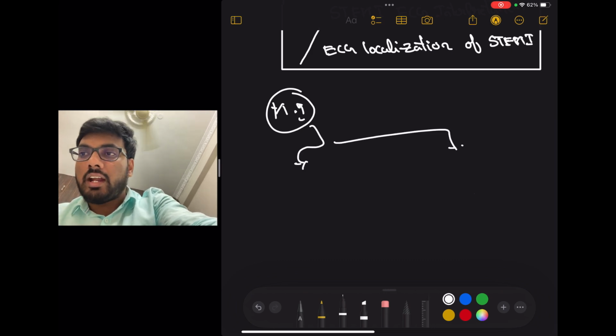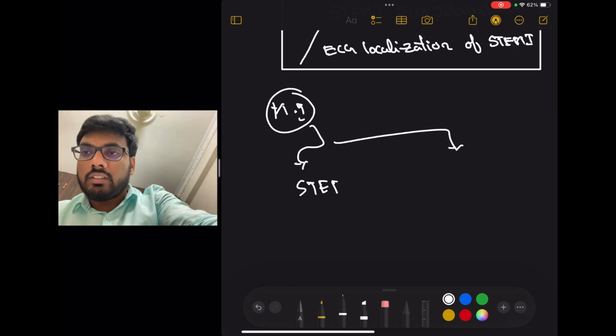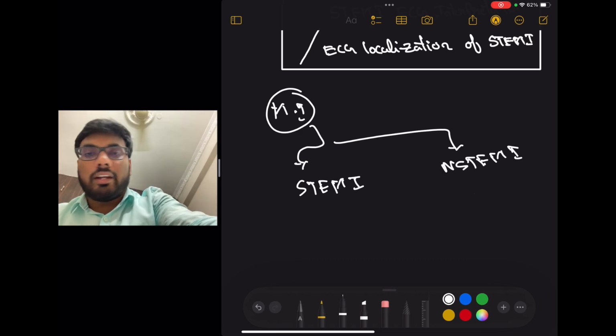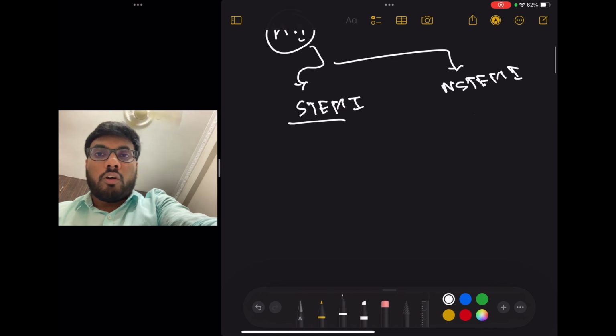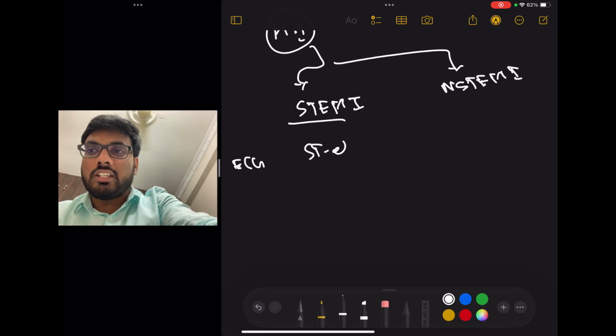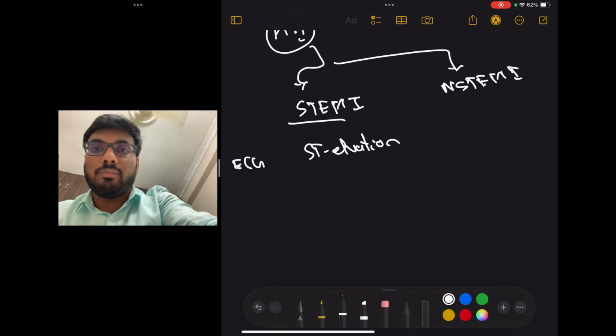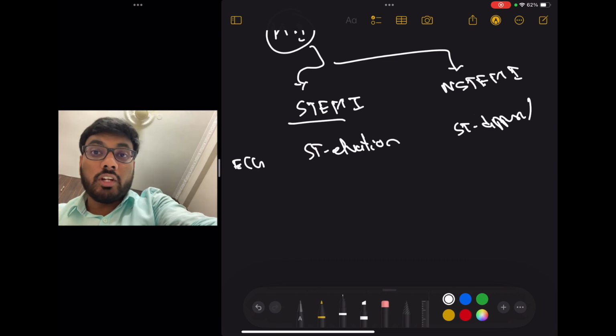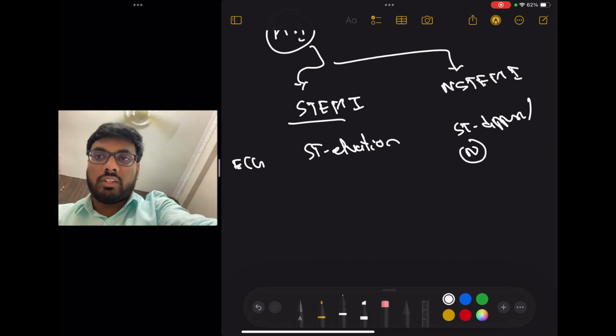We have STEMI, that is ST-elevation myocardial infarction. We also have NSTEMI, that is non-ST-elevation myocardial infarction. In ECG, what we get in case of STEMI is ST elevation, and what we get in NSTEMI is ST depression, or we can also get a normal ECG as well. Both can be seen, right?